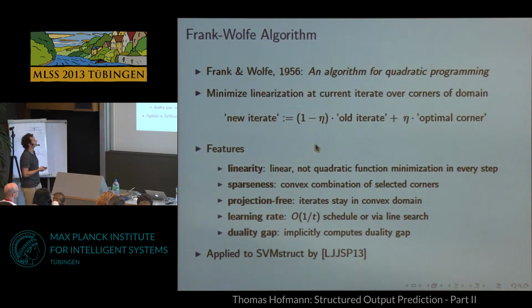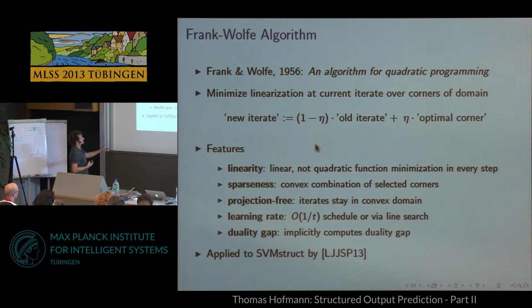Okay, so it's very simple, but it has a few nice properties. So one is that it's linear. Although you optimize a quadratic objective, at any iteration you only deal with the linearization of that. So you solve a sequence of linear problems.